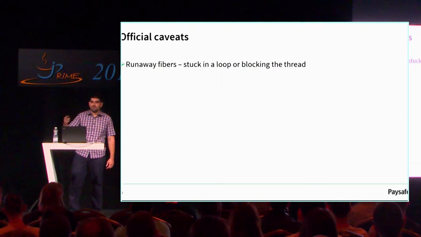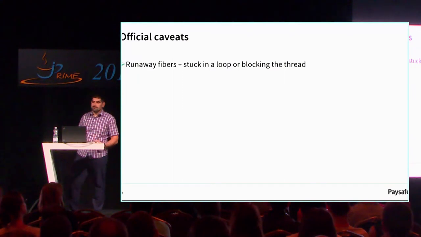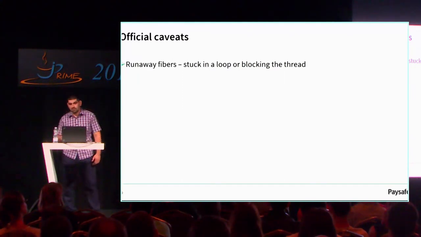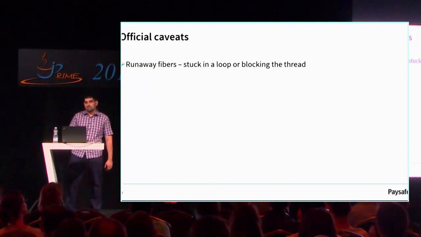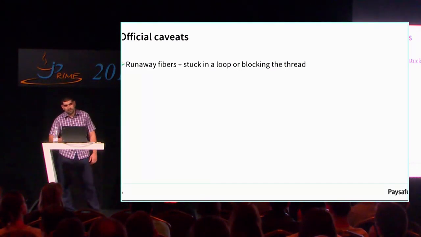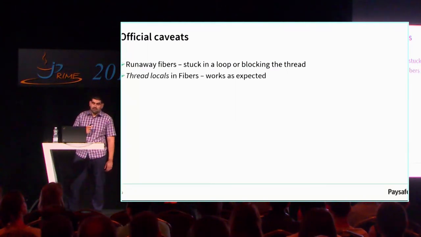Because our fork-join thread pool executor actually creates as many threads as your cores. On my machine, it's always with four threads, because it's four cores. And if you block one thread of the executor, the other three are working and still scheduling and executing fibers. Thread locals.